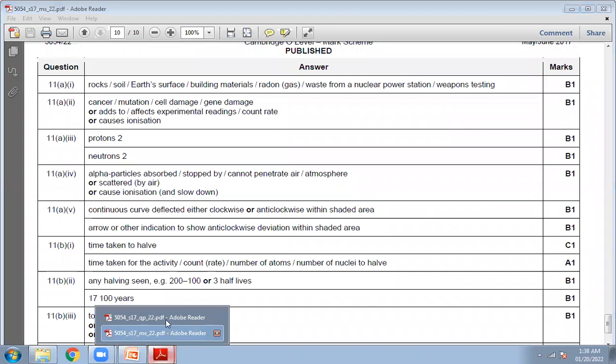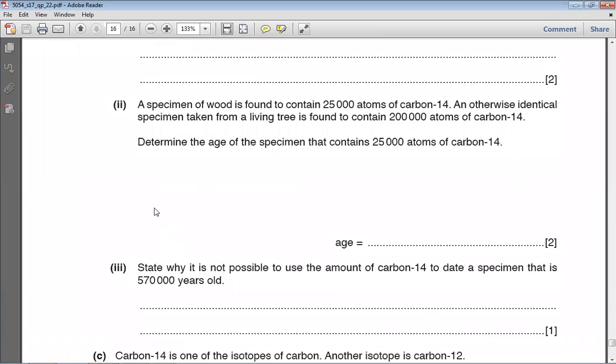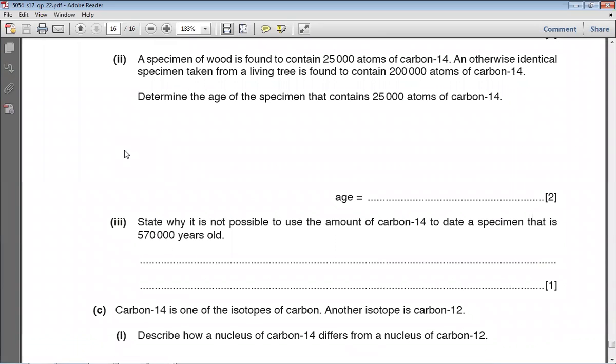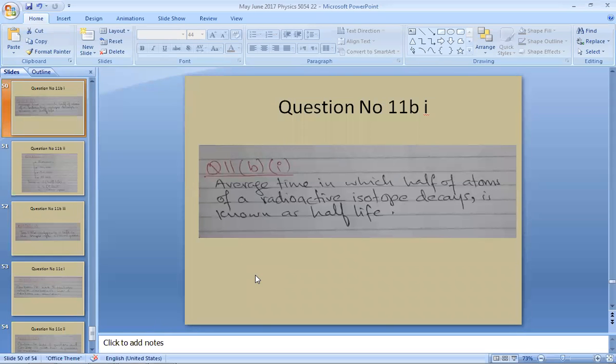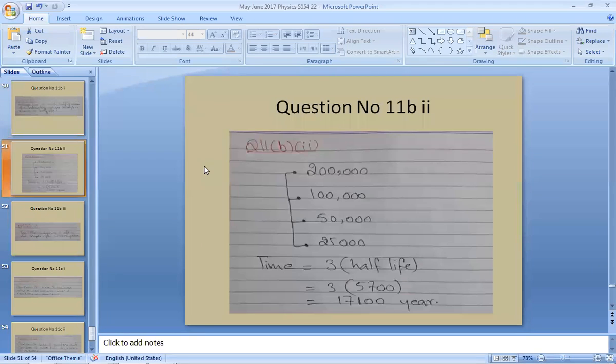Okay, so let's go to the next part. He says a specimen of wood is found to contain 25,000 atoms of carbon 14. An otherwise identical specimen taken from a living tree is found to contain 200,000 atoms of carbon 14. Determine the age of the specimen that contains 25,000 atoms of carbon 14. So I will use my grid and I will find how much time has passed. And so here we go.